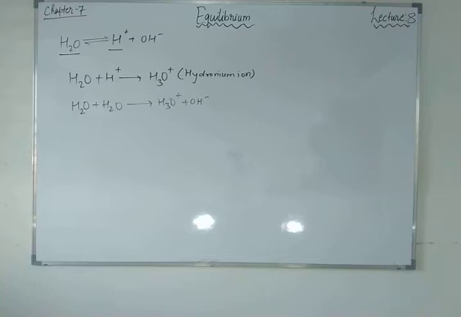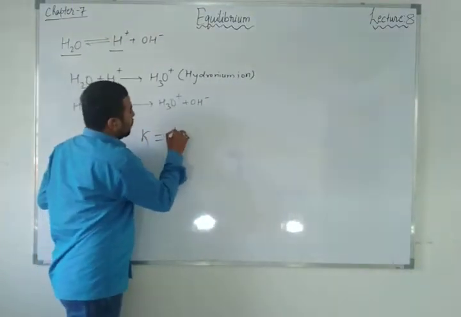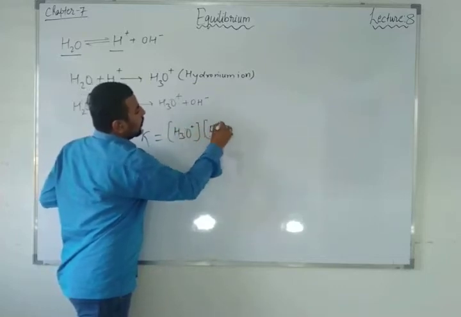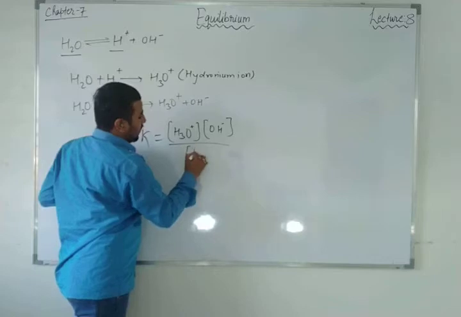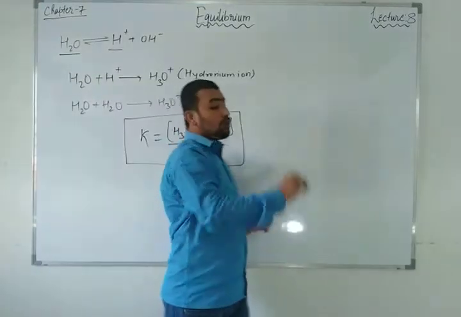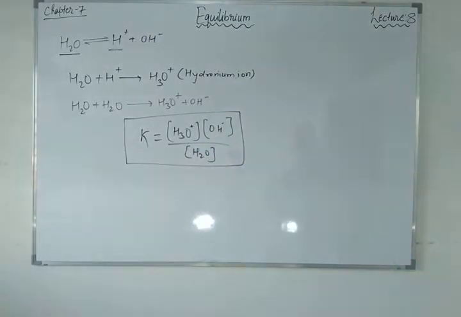What is it? H3O plus is a conjugate acid. But if you want to take a dissociation constant, what is the dissociation constant of this? The dissociation constant will be K is equal to H3O plus concentration times OH minus concentration divided by H2O concentration. So this will be the dissociation constant, the ionization constant of water and its ionic product.